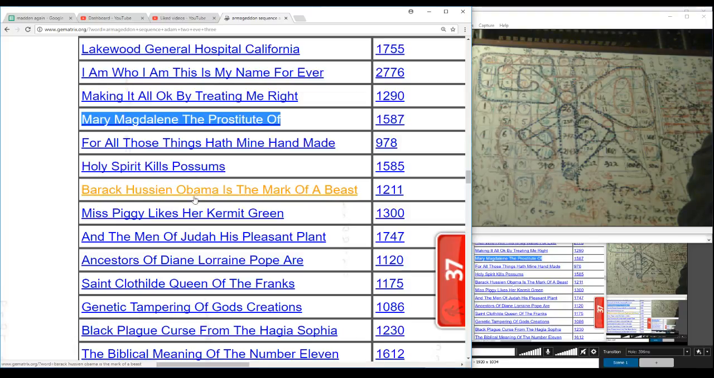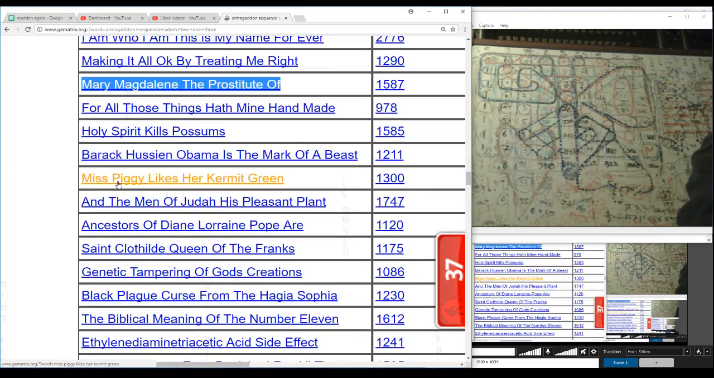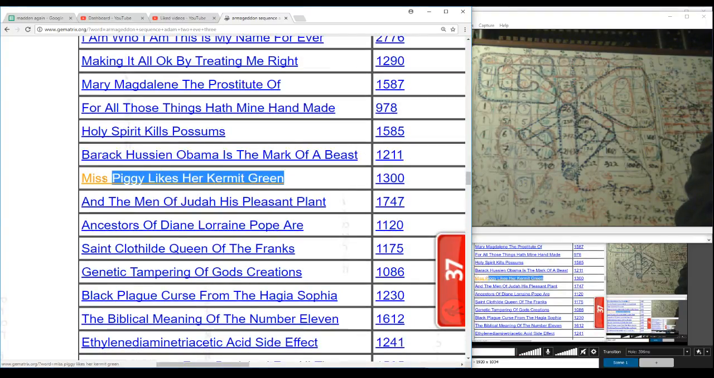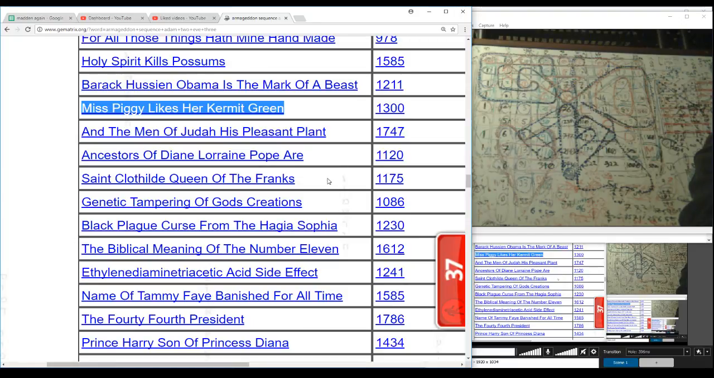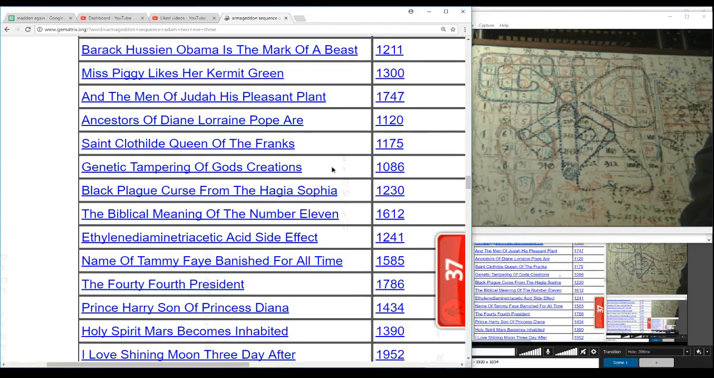Possums? I don't know. Whatever, Brock. Miss Piggy likes her Kermit Green. Ha, beautiful. And the men of Judah, his pleasant plant. What plant is that, guy? Genetic tampering of God's creations. Yeah, I wouldn't do that, you know.